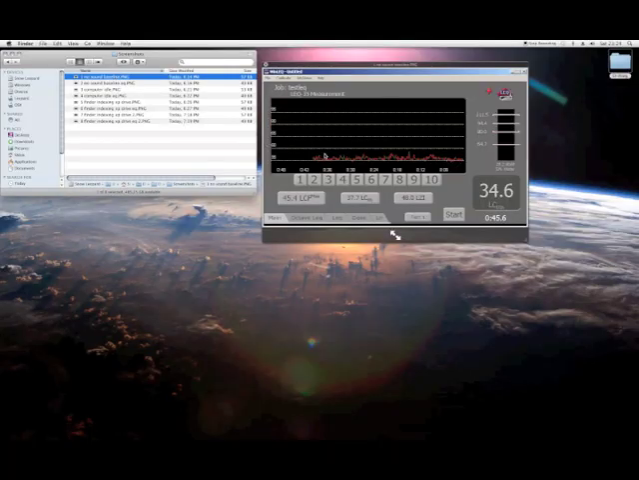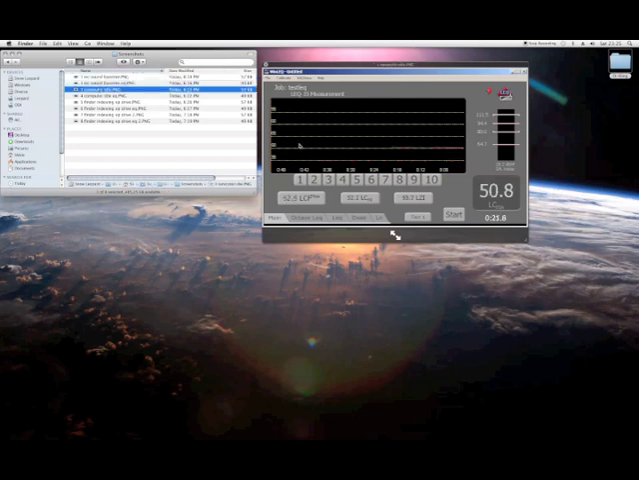I also did some measurements with a spectrum analyzer, and this is from the living room with everything off, 34.6 decibels sound level. Here's the computer when it's idling. Drives are spinning, but it's idling, 50.8 decibels.